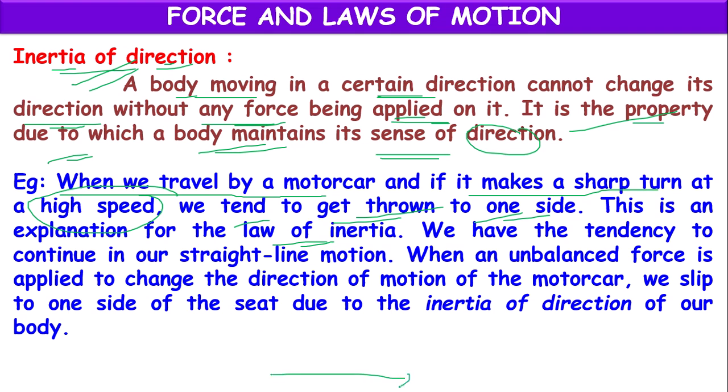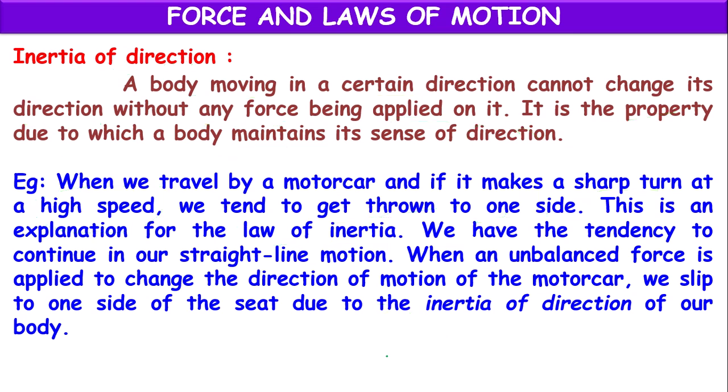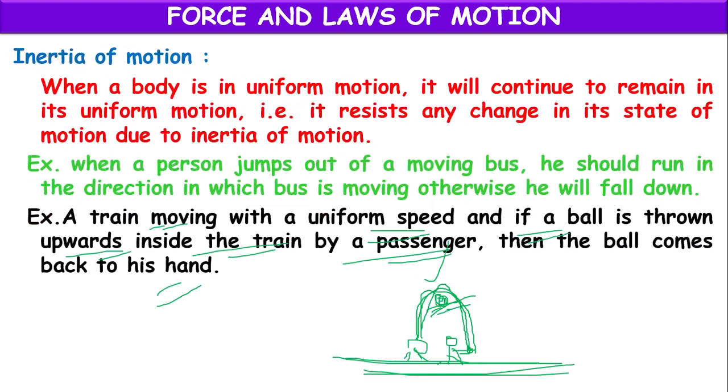Previously we were going in a straight line. If we suddenly take a turn, the car may take a turn, but our body continues to travel in a straight line. That's why we feel that we are thrown out of the car. When an unbalanced force is applied to change the direction of motion of the motor car, we slip to one side of the seat due to inertia of direction. So these are the three types of inertia.